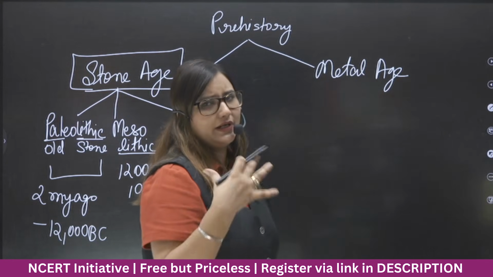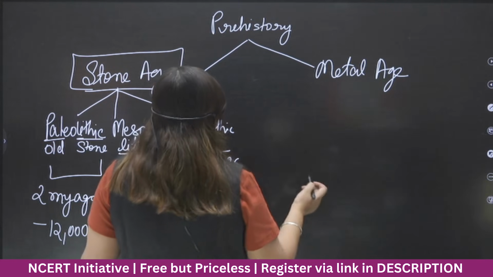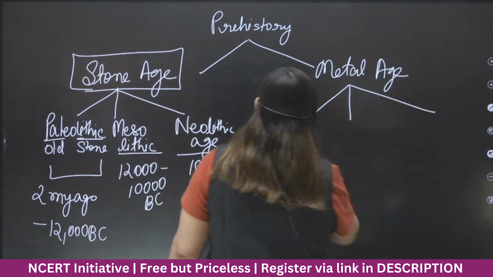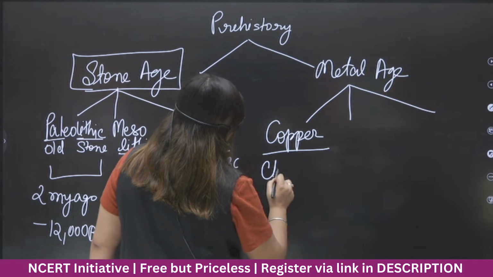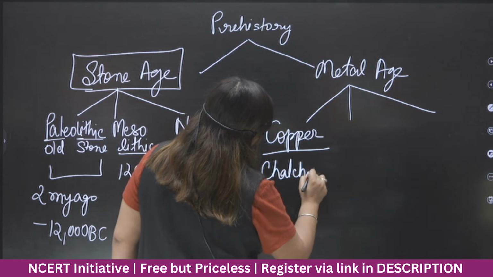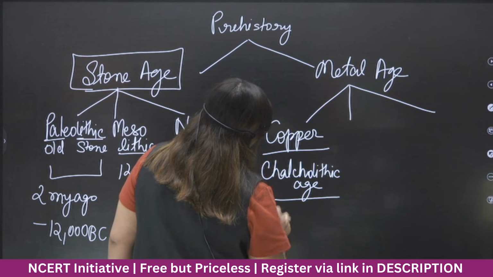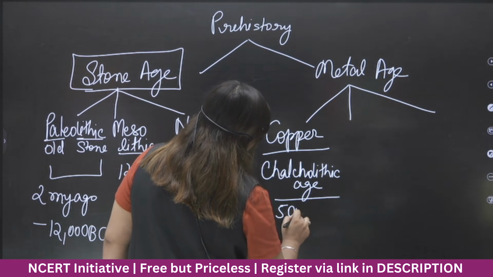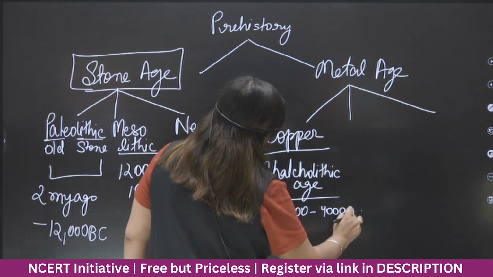Okay. Then we got the metal. So the first metal to be discovered was copper. So we got the Copper Age. So first metal is going to be copper. So that will start the Chalcolithic Age for you. It starts from 5,000 to 4,000 BC.